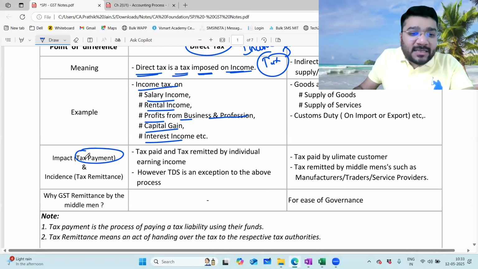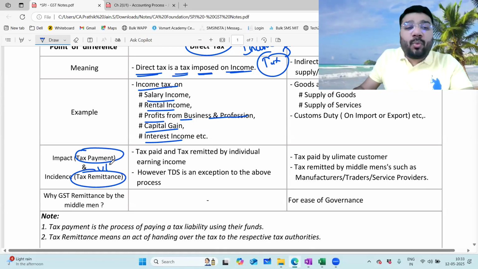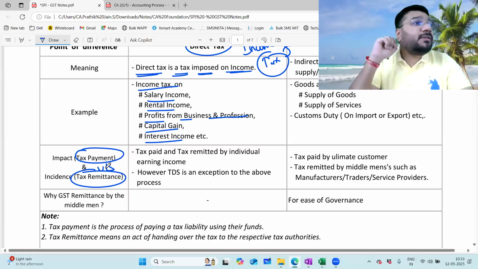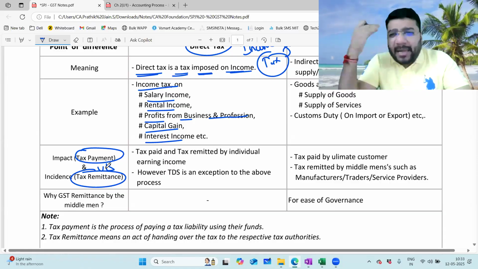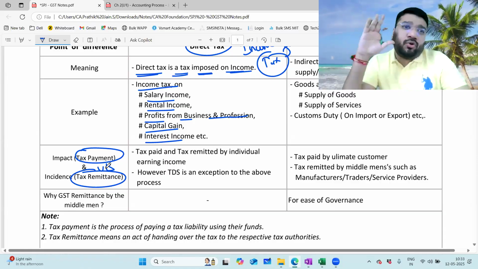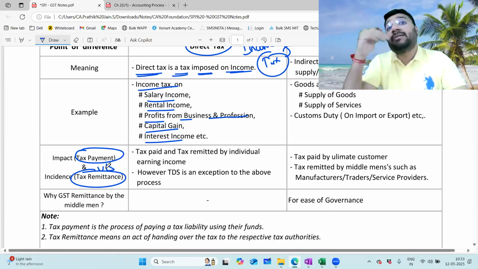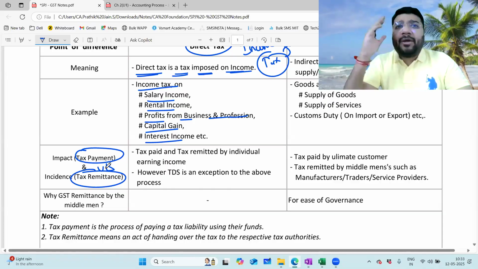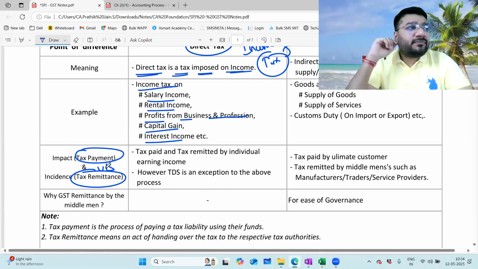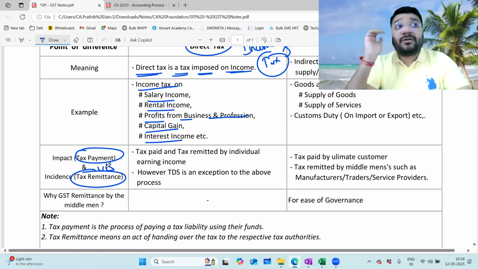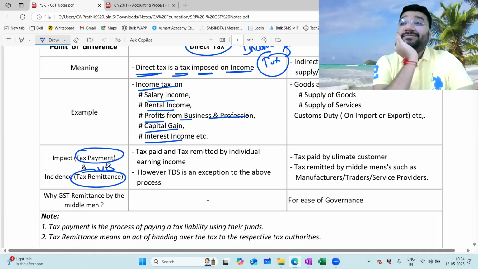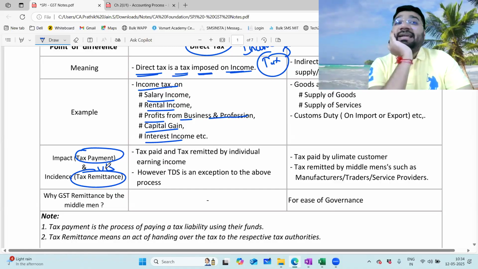Now, I want to know from all of you two things. One is tax payment, one is tax remittance. Do you understand the difference between tax payment and tax remittance? Apply your logic, your common sense, purely English language, and guess the meaning of tax payment and the meaning of tax remittance. Both are different. I'm telling you, both are different. Guess. Apply your mind. Even if it is wrong, that's okay.